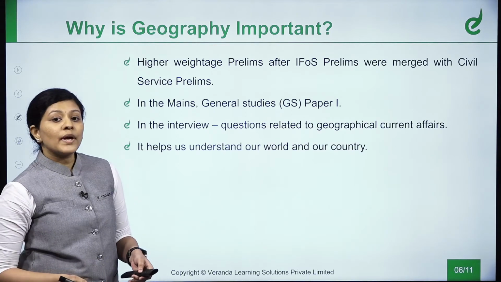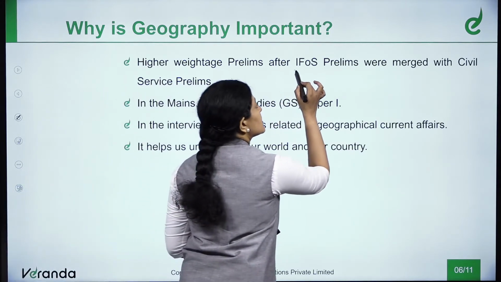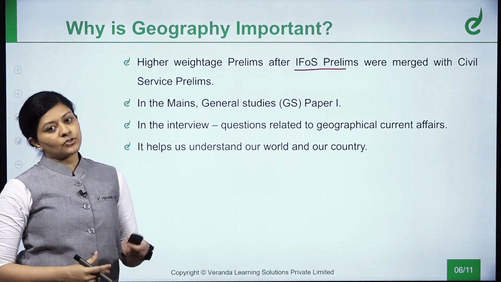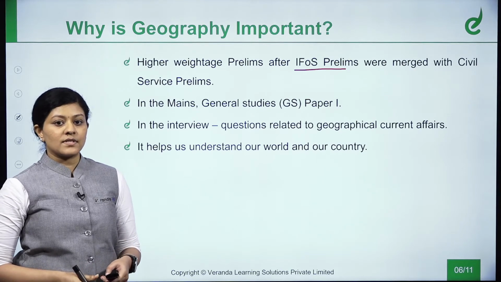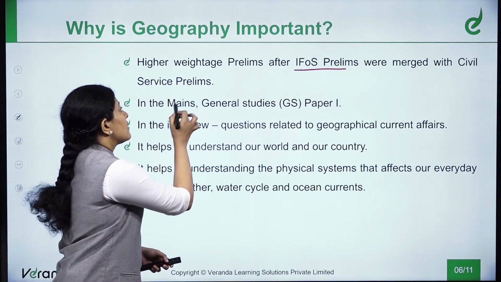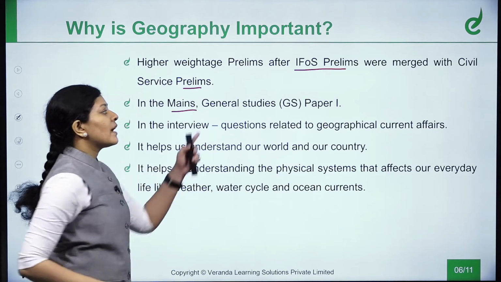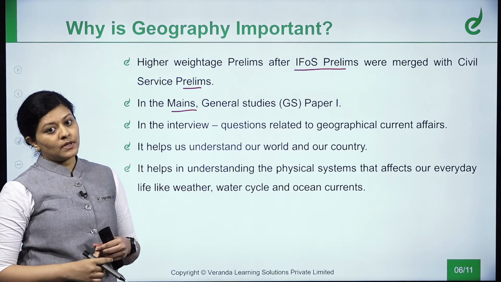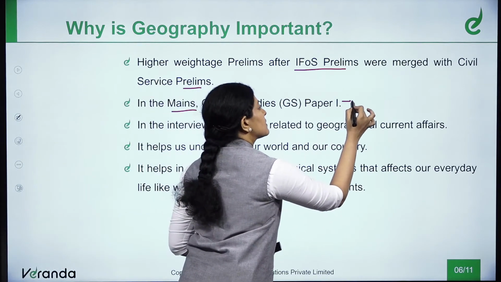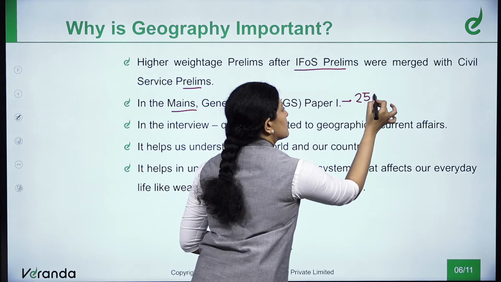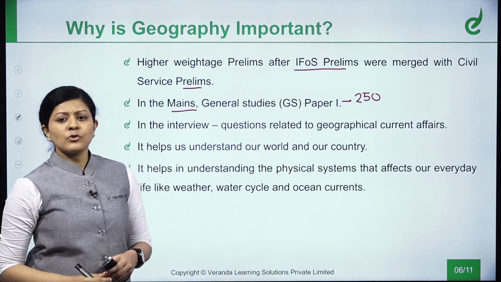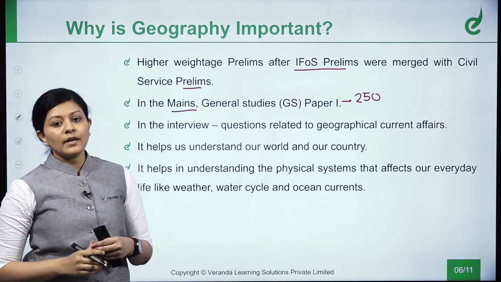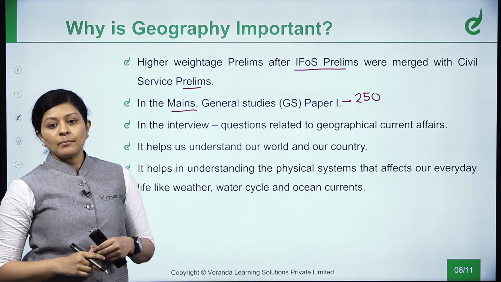So what is the weightage? As we discussed in the previous slide, since it has been merged, the importance of the subjects geography and environment has been increasing ever since. And in mains, see, that was prelims. In mains, we have general studies paper 1, wherein geography as a subject is included as well. It is a paper of 250 marks, of which almost 40 to 50 marks will comprise geography. So it is a very important level playing field in your mains as well.